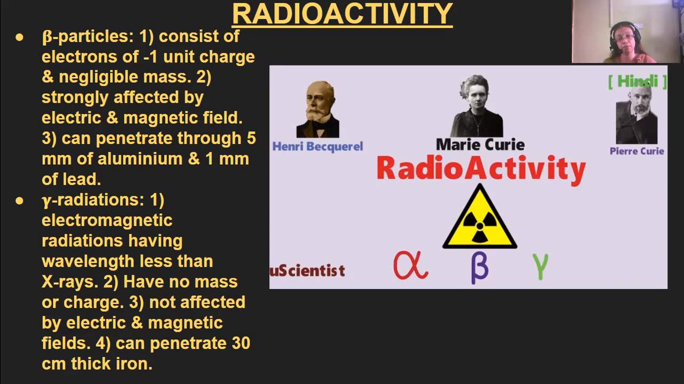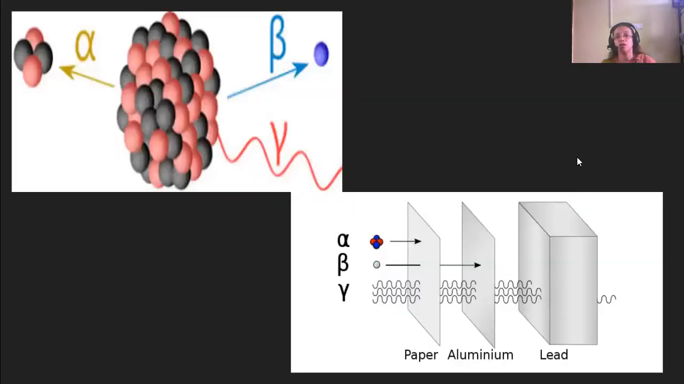These persons, Henry Becquerel, Marie Curie, and Pierre Curie, all discovered this radioactivity, the alpha, beta, and gamma radiations. These came from the nucleus. Alpha particles cannot even penetrate paper. Beta can penetrate through paper, but if there is 5 millimeter thickness of aluminum, then it cannot penetrate. Gamma radiations could penetrate lead also.